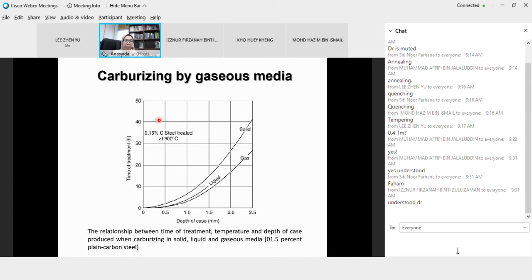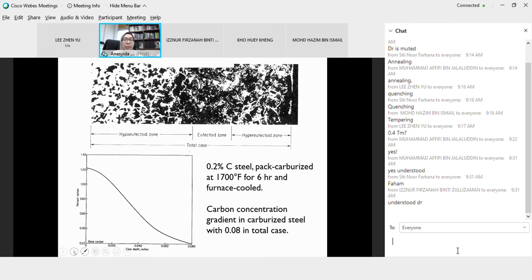So this is the difference between solid, gases and liquid. You can see here that gases took less time compared to solid to reach the same case depth. The case depth is the same, but gas is faster than solid and liquid. Here they use 0.5% carbon steel. So you can see that different sources can have different times. If solid, it is a bit slower. It takes more time for the carbon to diffuse.